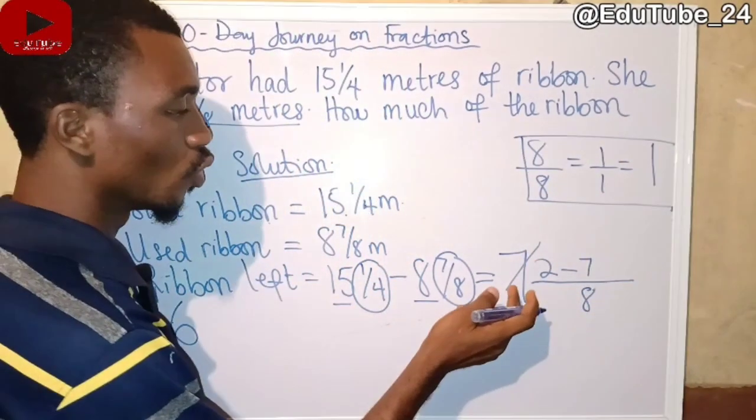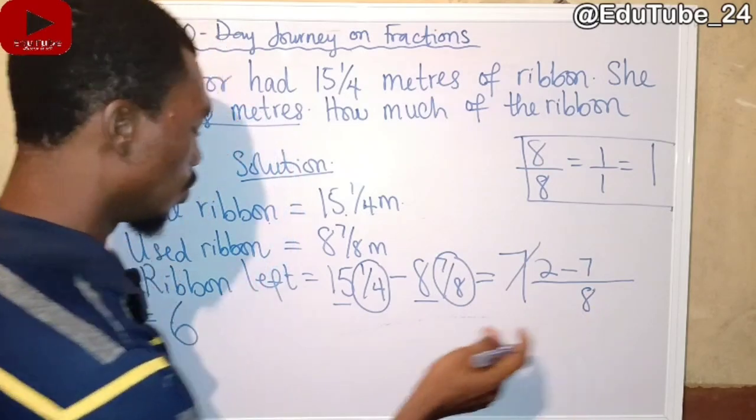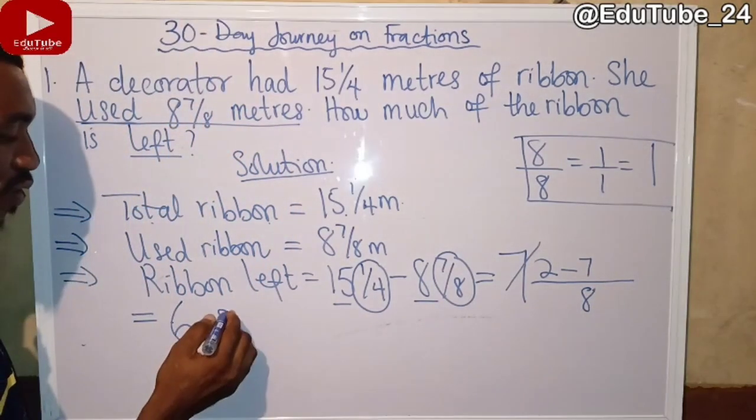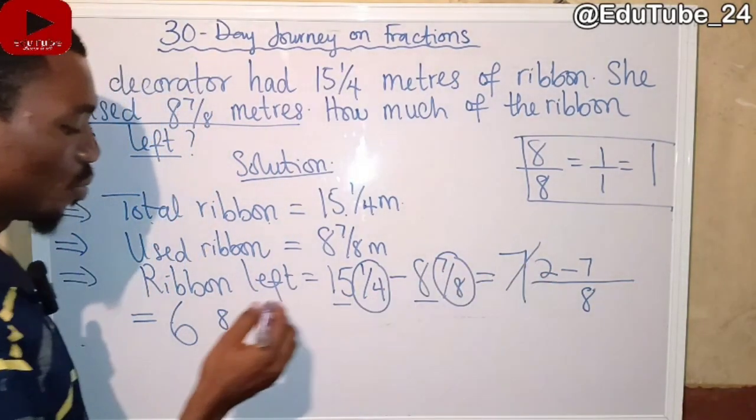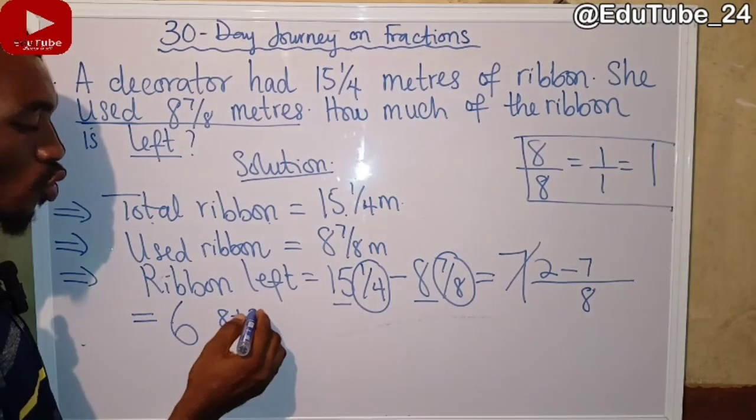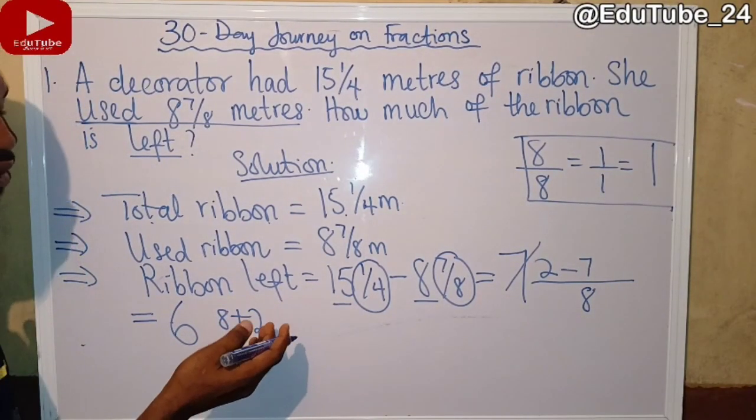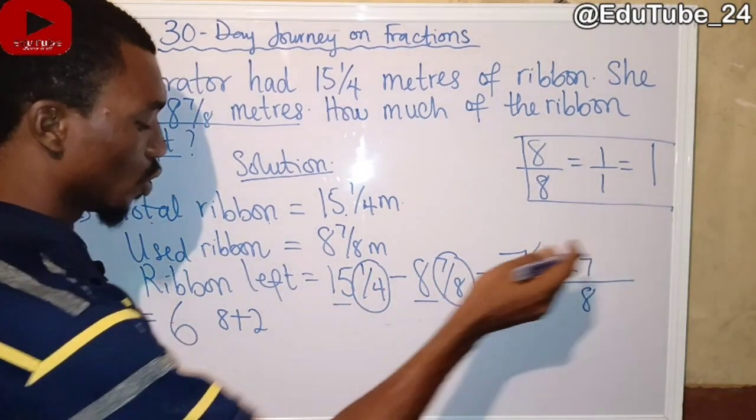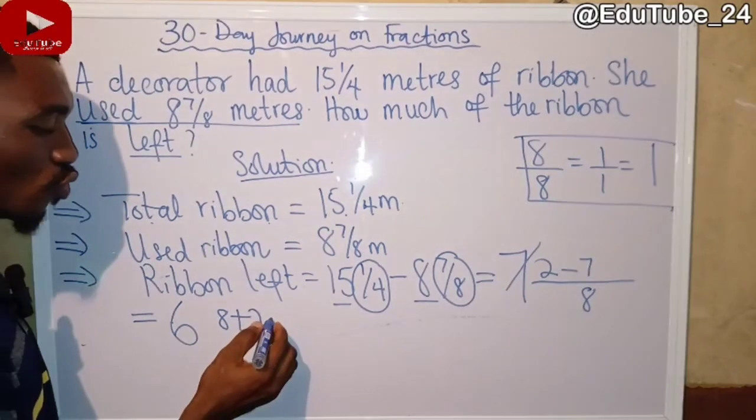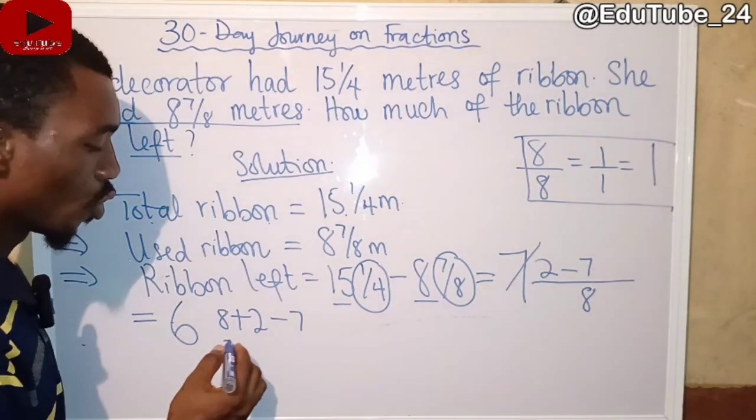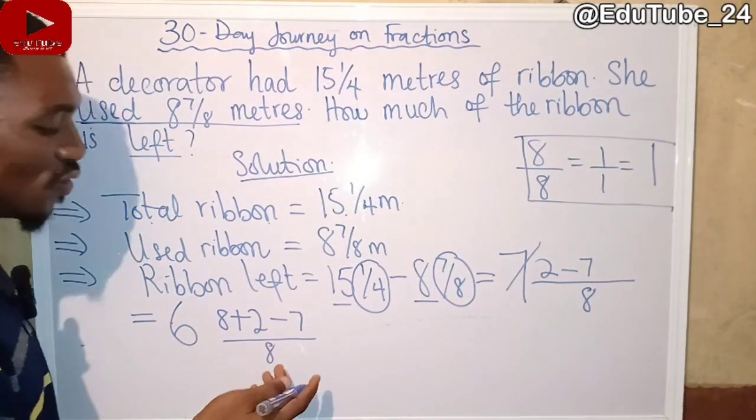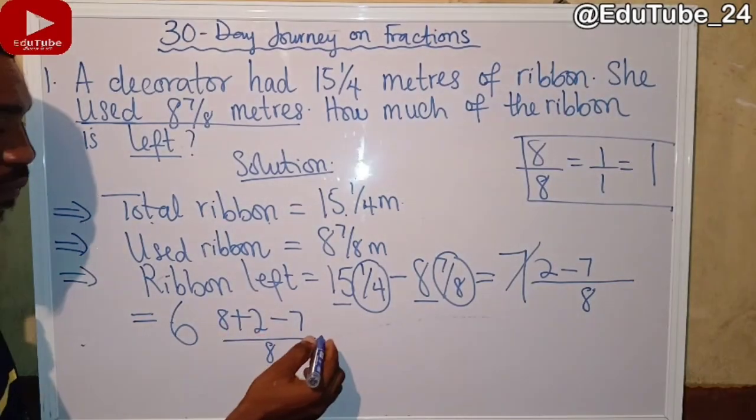So we borrowed 1 and we are converting the 1 to the denominator, which is 8. And then I'm going to write 8 here. So the 8 is going to be added to this 2 to give it muscle, to make it capable to now be able to take away 7. So 8 plus 2, then minus the 7 all over the 8, which is the common denominator.